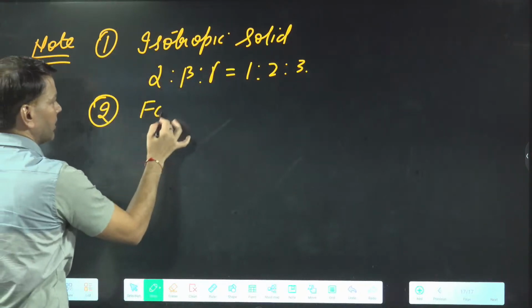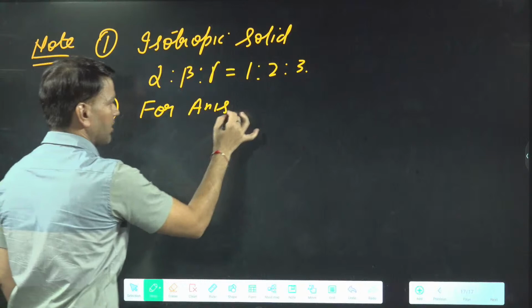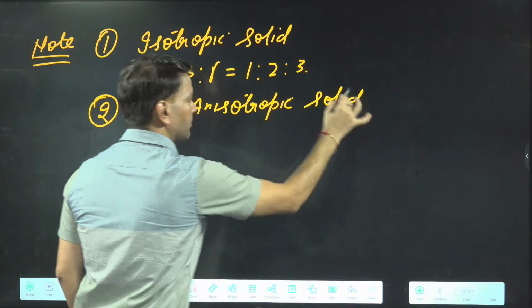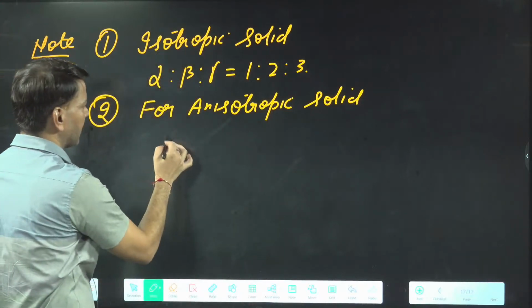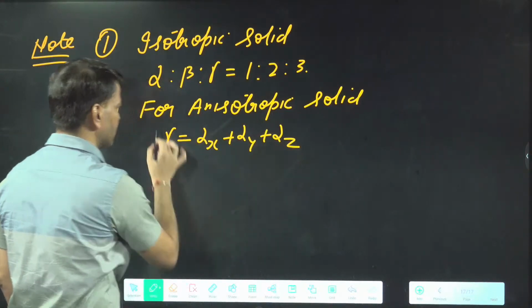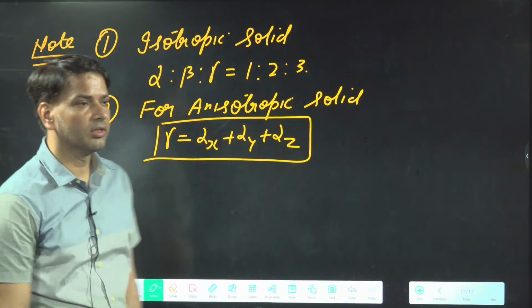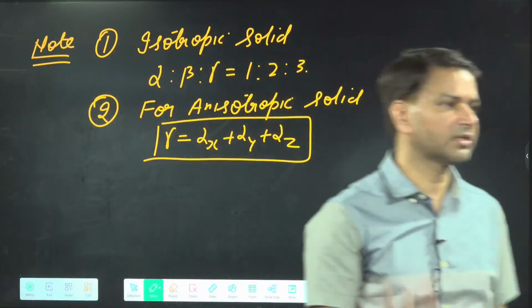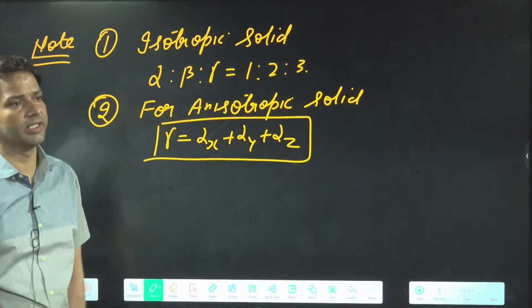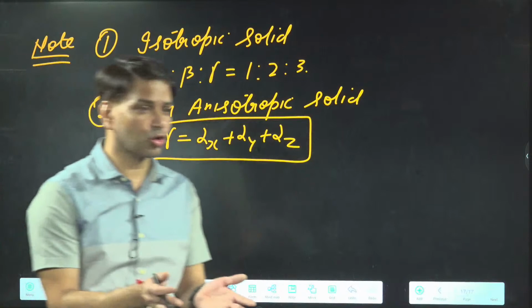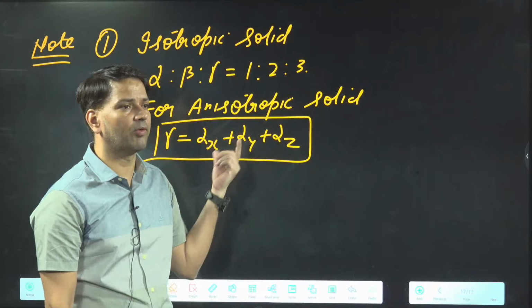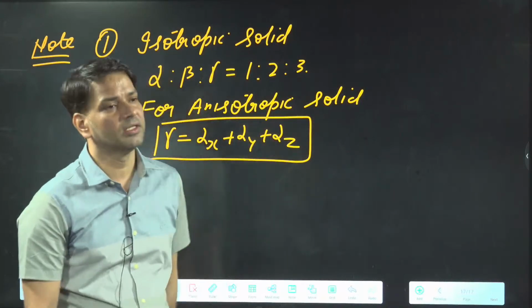And for an anisotropic solid, we can say gamma is equal to what? Alpha x plus alpha y plus alpha z. Alpha x is the coefficient of linear expansion in the x direction, alpha y is the coefficient of linear expansion in the y direction, and alpha z is the coefficient of linear expansion in the z direction. If it is isotropic, then alpha x, alpha y, alpha z will be equal. Then what will you get for gamma? Alpha plus alpha plus alpha, that is 3 alpha. Okay.